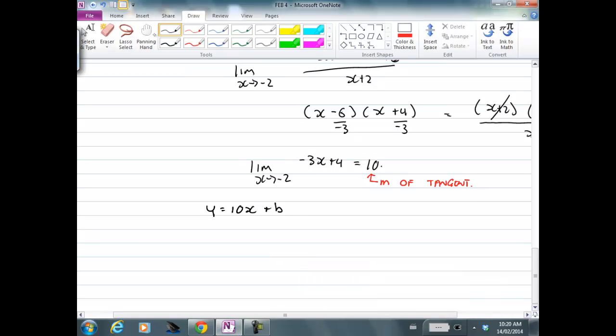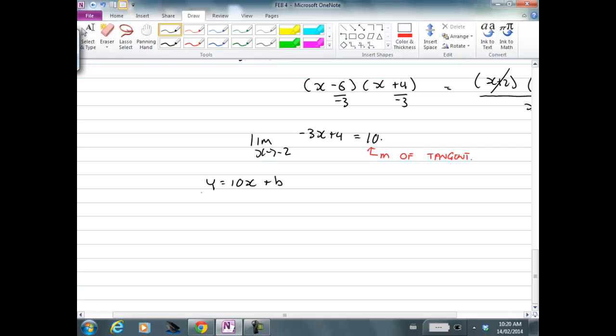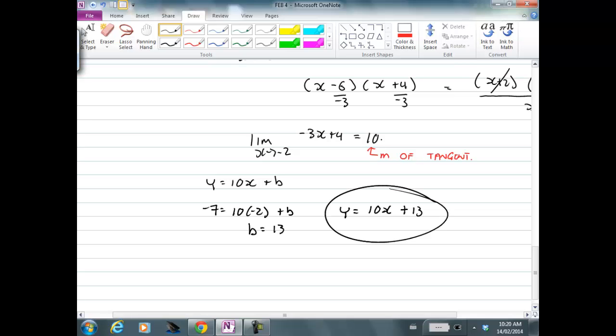I've been hearing a lot of people say, well, my b value is 13, so let's see if you're right. All I'm going to do is plug in x and y, which is -2 and -7. -7 equals 10 times -2 plus b. B gives me 13. Again, if you leave your answer like that, I will deduct marks, because this is not an equation. We rewrite it in the proper format as y equals 10x plus 13. That is how we find the equation of the tangent line.